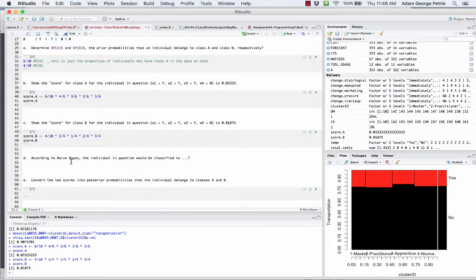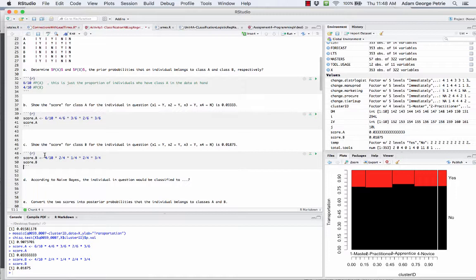All right, so according to naive Bayes, the individual in question would be classified to whichever score was larger, because in some sense it's more likely that they belong to that class than the other. And so we see that the score for A is significantly higher than the score for B, and so it would be classified to class A since its score 0.033 is higher than that for class B, which is 0.01875.